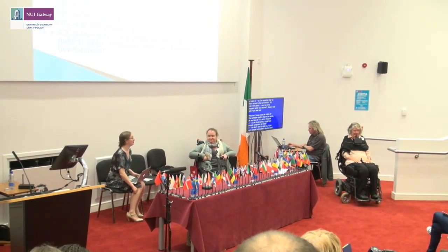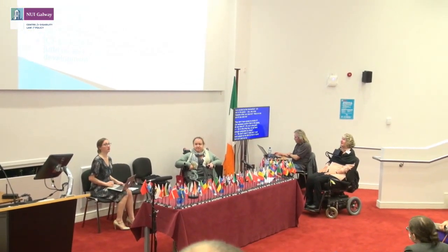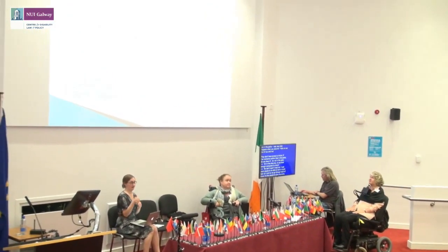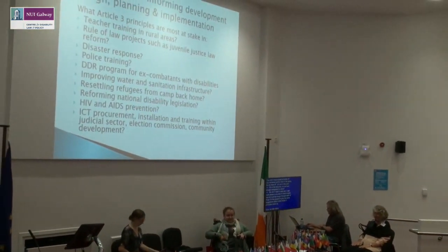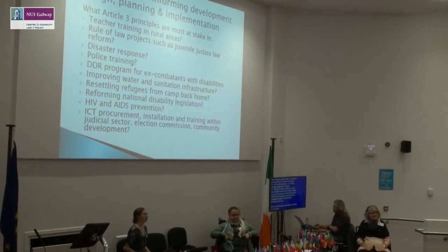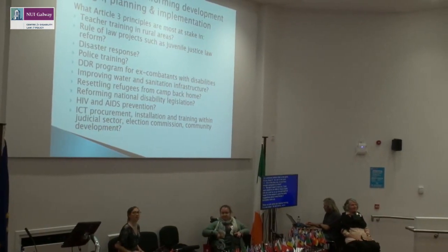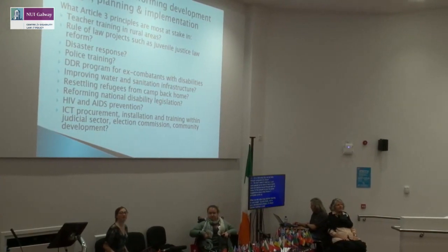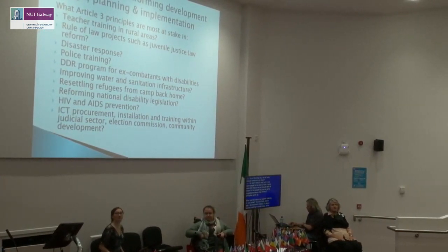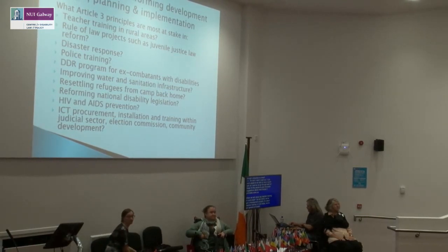And as we go through each of these, I'd like people to give me some suggestions about what Article 3 principles come up when we talk about, say, teacher training in rural areas. So let's think. We've got a development project. It's about teacher training in rural areas. We've got general principles, one, two, well, no, they're letters. What are they? A, D, G, H, C. I can count.